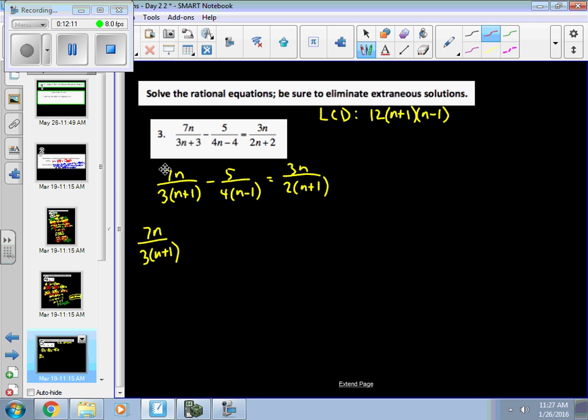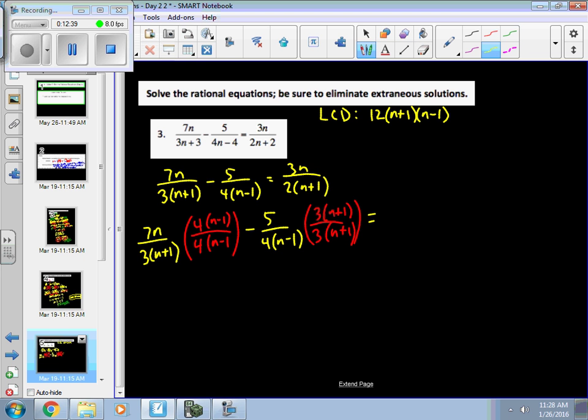So this first one here, to get to 12, we're going to need to multiply by 4. And then it needs an n minus 1. All right, the second one here has 4, so to get to 12, we're going to have to multiply by 3. And then this one has n minus 1, but doesn't have an n plus 1. So that's what we multiply there. Our third one has a 2. So in order to get to 12, we're going to need to multiply by 6. And then this one's missing an n minus 1.